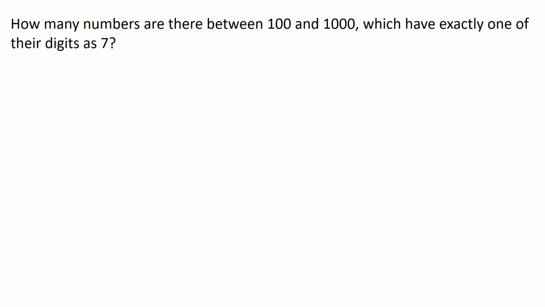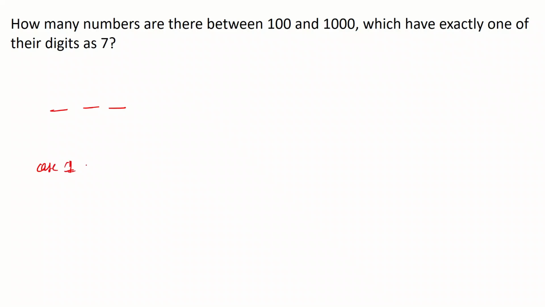How many numbers are there between 100 and 1000 which have exactly one of their digits as 7? Now this question has got that trick that once you have used 7 in any of the places like units or tens or hundreds, then you cannot use 7 elsewhere. So again we'll proceed more or less in the similar fashion. So we have again 3 cases.